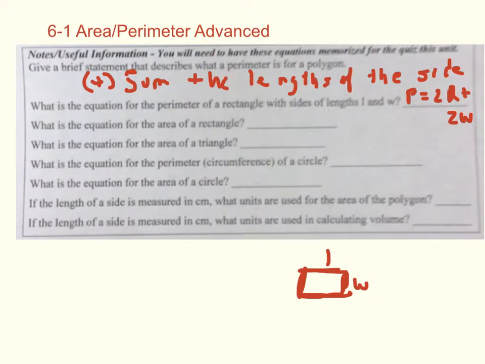What's the equation for the area of a rectangle? Now, area is how much you can fit inside of a rectangle. If you're painting, say, a rectangular shape, area of a rectangle is pretty easy. That's length times width.